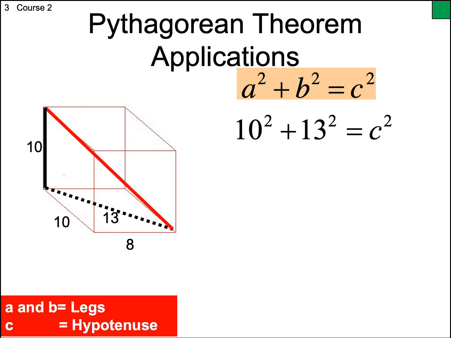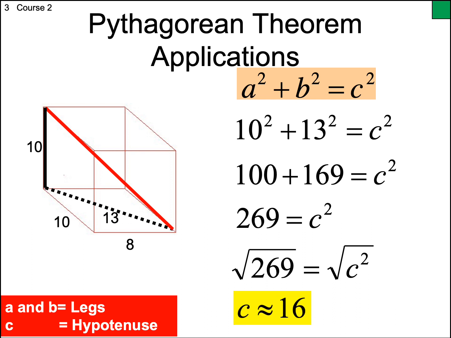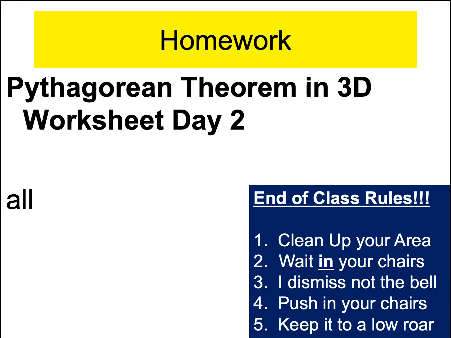Okay? So let's see. 10 squared is 100. 13 squared is 169. It gives me 269. And the square root of 269 is about 16, right? So did you guys get 16? If so, then you know what you're doing. And that means you can do the worksheet.